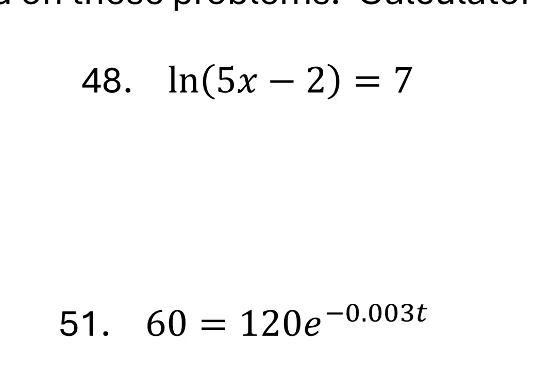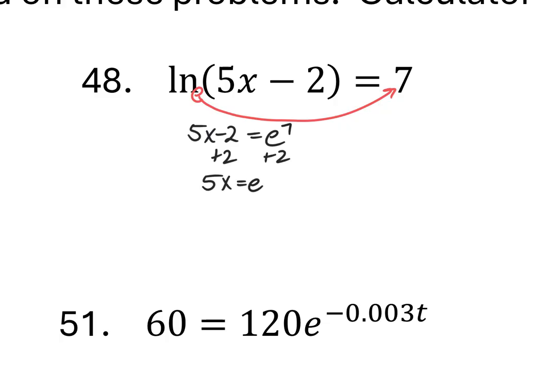Number 48. Remember that ln is log base e. So e goes to the other side. So 5x minus 2 equals e to the 7th. And then we can add 2. 5x equals e to the 7th plus 2. Divide by 5. My exact answer is x equals e to the 7th plus 2, divided by 5.